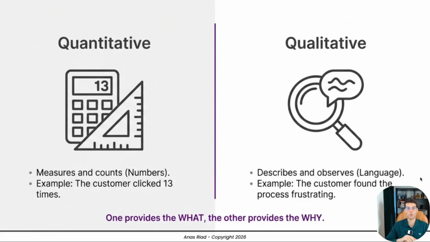So when we say quantitative, as we say in there, we measure and count numbers. Example, the customer clicked 13 times. We quantify how many times the customer has clicked, and it provides the what. And qualitative, on the other hand, it describes, it observes. It's usually a text or something that was said by someone, and that's the why. So we can say, for example, the customer clicked 13 times. That's quantitative. And we can then explain the reasons why they clicked 13 times. Maybe because the website was bugging, and that explanation is qualitative.